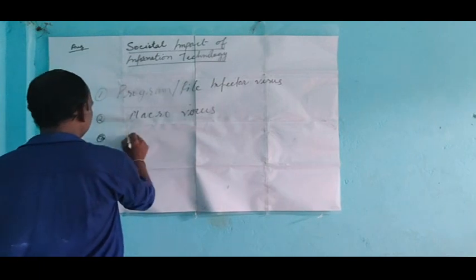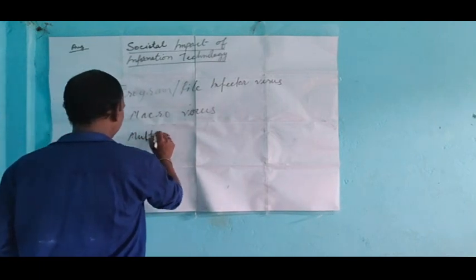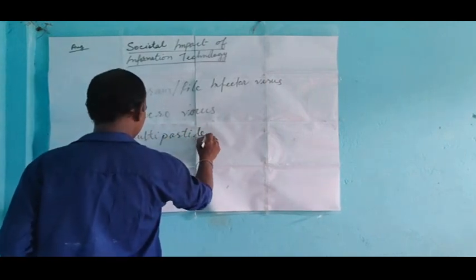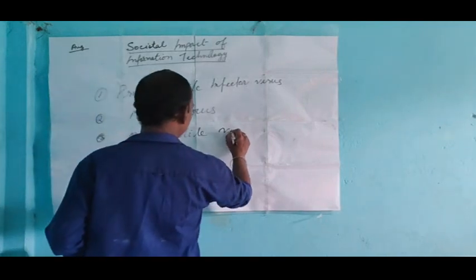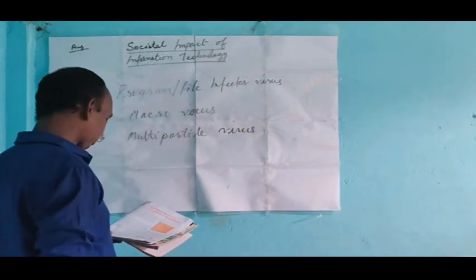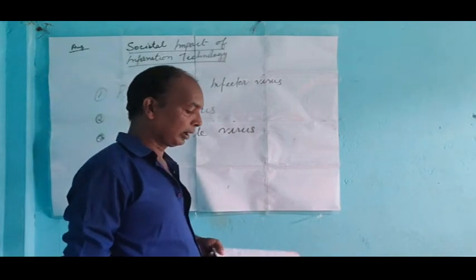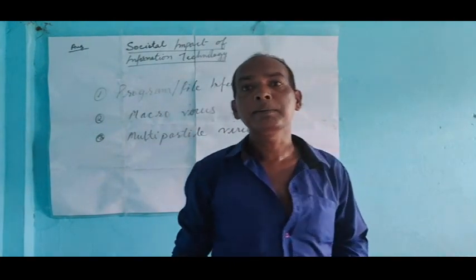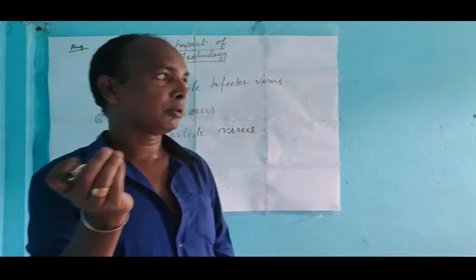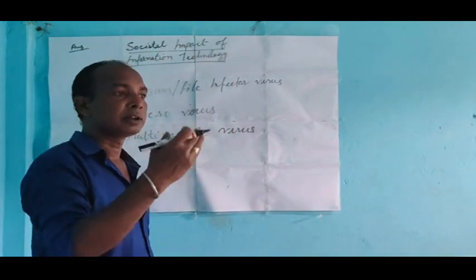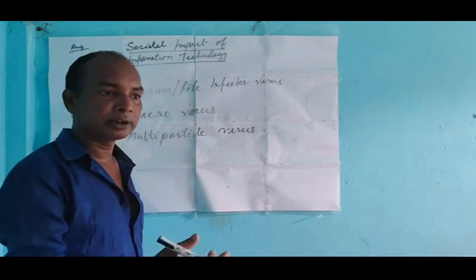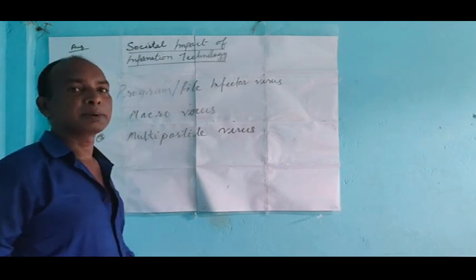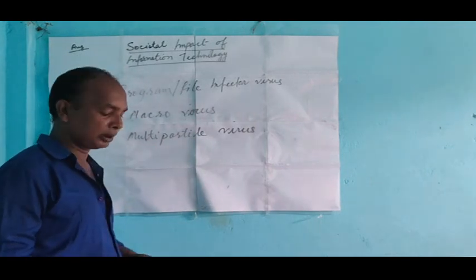Number three is the multipartite virus. This type of virus infects your computer system and spreads itself in multiple ways. Suppose when this virus enters the computer it is 10, the next day it will become 20, 30, then 40. So this virus will increase in multiple ways. So this is said to be a multipartite virus.